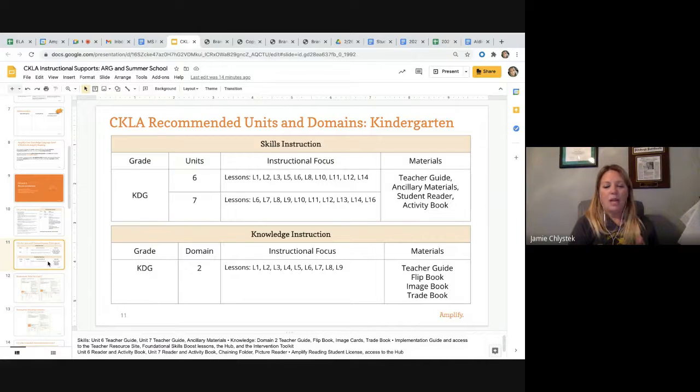But what we are doing is we actually will have a summer program guide that will have all of the student activity book pages for all of the lessons that we've identified. So you don't have to worry about, like, do we have access to the student activity books? How can we get access to them without using our new materials for next year? So you'll have access to all of the student-facing pages that would be needed that accompany the units and domains that we've identified for K, 1, and 2.